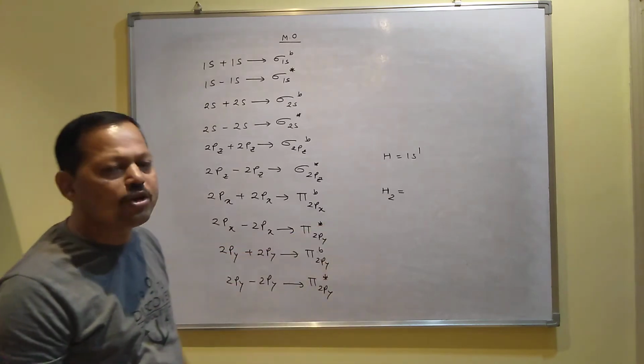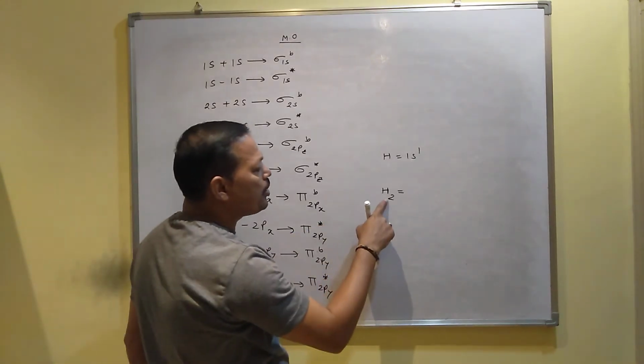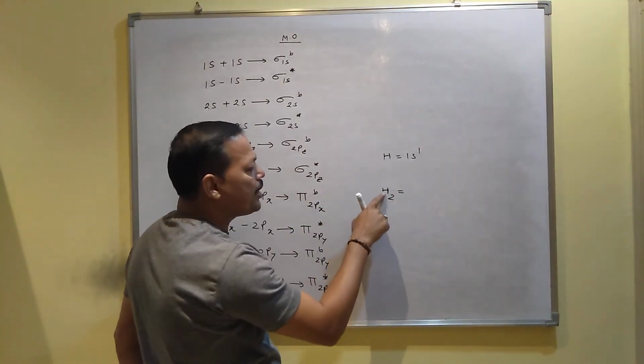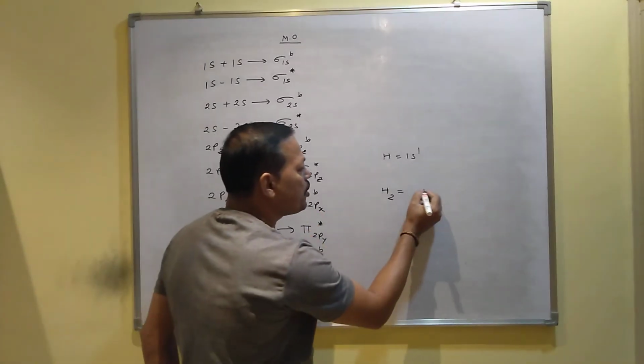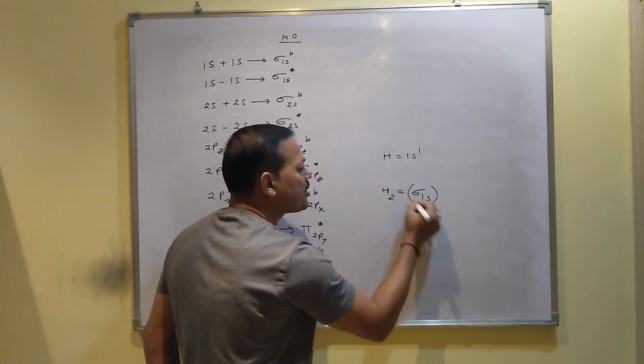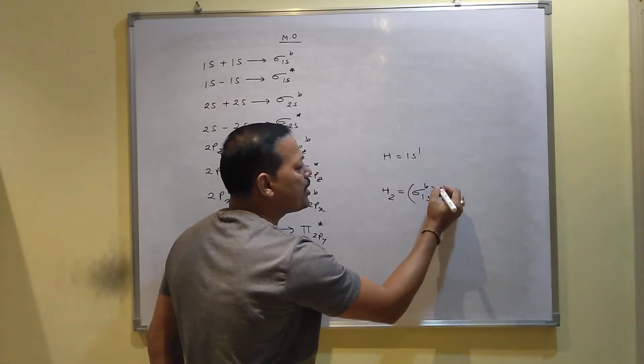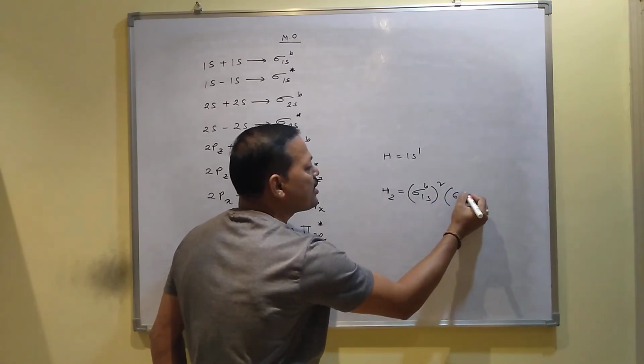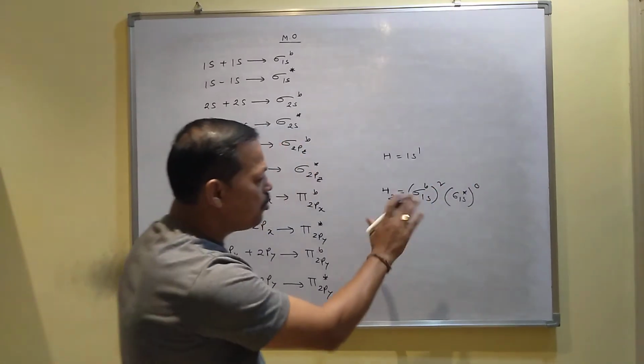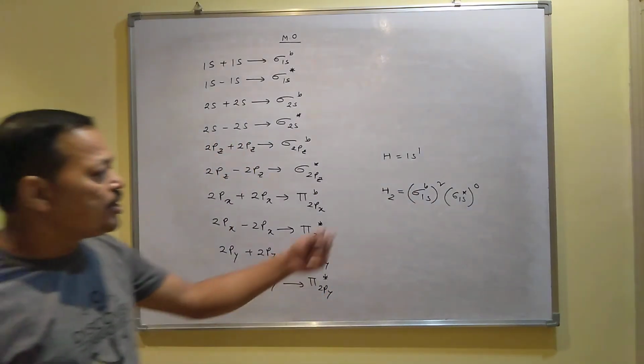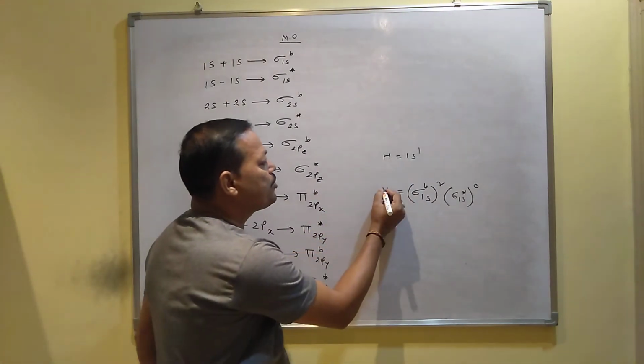In case of hydrogen molecule, hydrogen contains 1 electron, so hydrogen molecule means 2 electrons. So its configuration will be like this: sigma 1s bonding 2, sigma 1s star 0. I will show you how the electronic configuration comes. So this is the electronic configuration for hydrogen molecule.